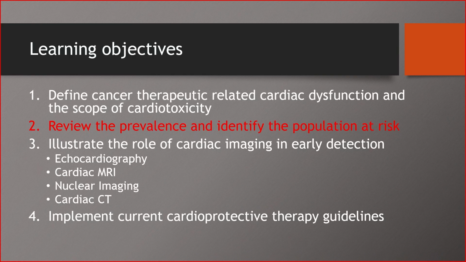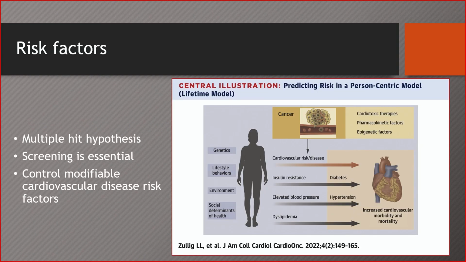Moving on to the second learning objective, which is to review the prevalence and identify patients who are at risk. We all know any disease process in medicine follows the multiple hit hypothesis, where patients can have predisposing factors such as genetics, environmental factors, and socioeconomic factors, and then they get hit with another risk factor. In this case it would be cancer therapy, and ultimately develop cardiac dysfunction.